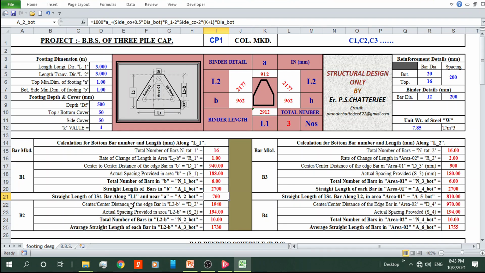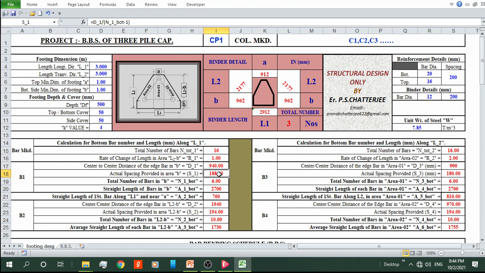Center to center distance of edge bar in this direction is equal to 1000 into L2 minus B minus side cover, one side cover, that is from this side, minus 0.5 into dia of bottom. This is the total number of bar, which is 6 plus 10 is equal to 16.